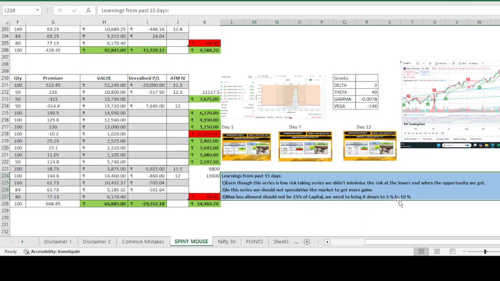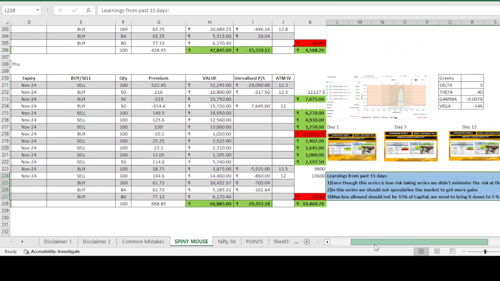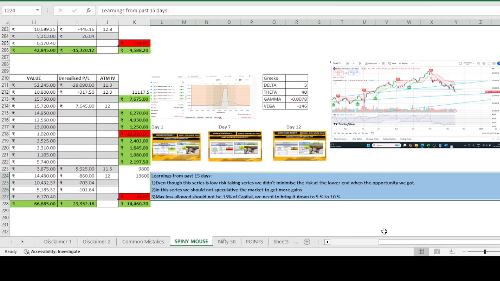So we need to keep it around 5 to 7%, or maximum 10%, so that the probability will be very low that we lose 4 times continuously, and we won't go out of the market easily. So that's a takeaway we need to consider.